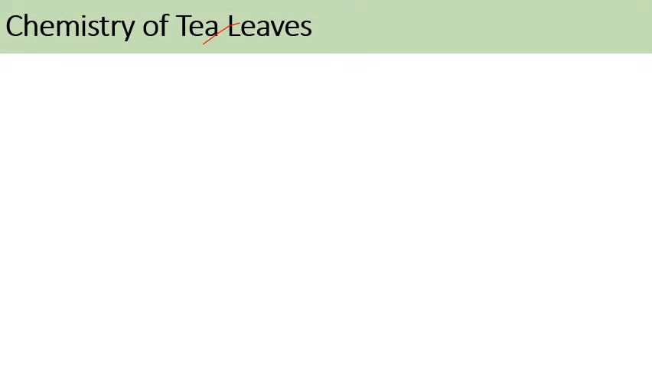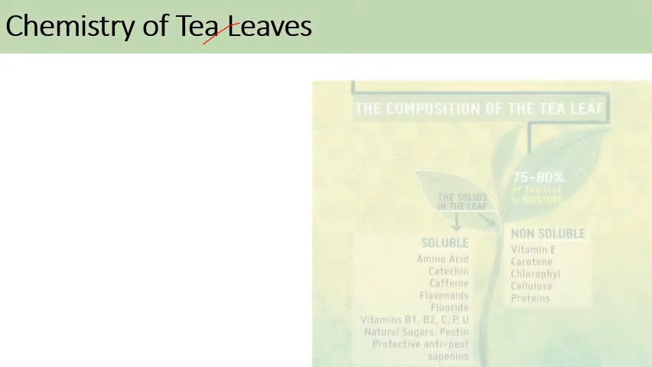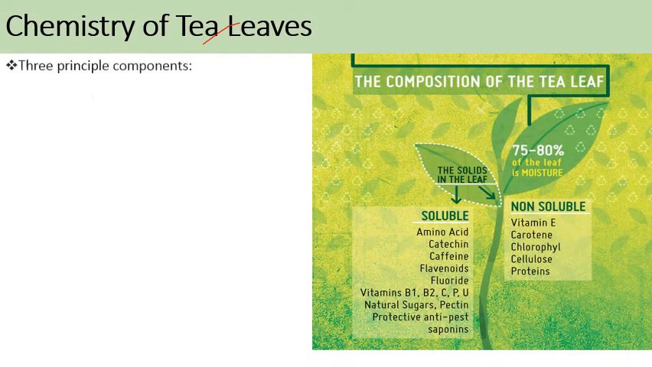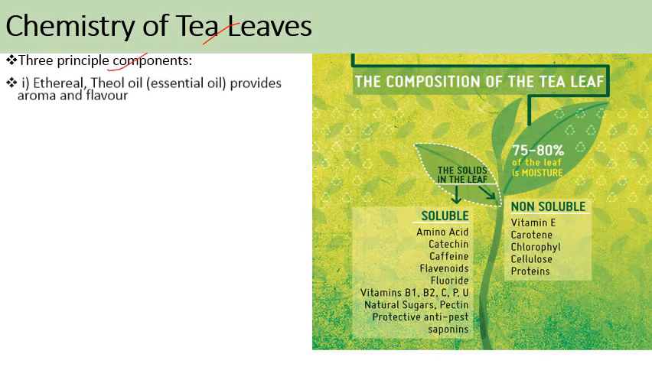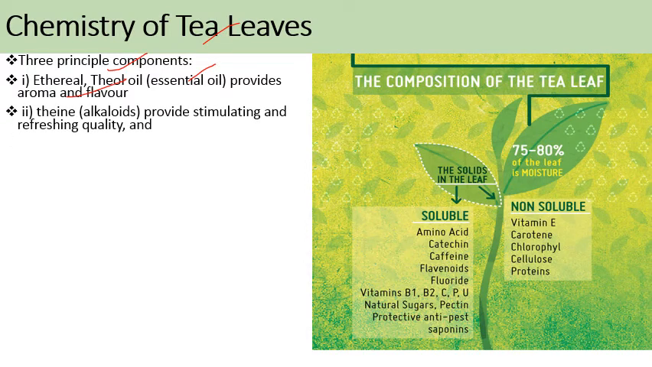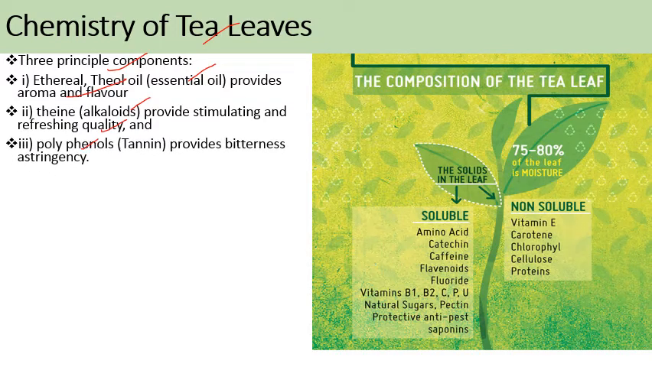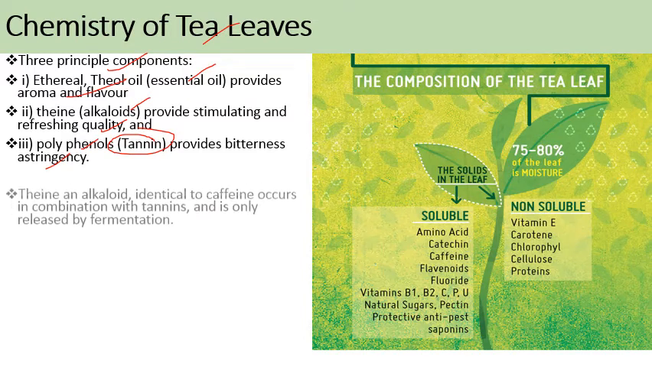Chemistry of tea leaves. If we talk about the chemicals which are present in tea leaf, so the composition of tea leaf, there are three principal components. First, the ethereal thiol oil, which is essential oil, provides aroma and flavor for tea. Then we have theine, that is an alkaloid, provides stimulating and refreshing quality, and third one, the polyphenols, which are tannins, basically provides bitterness and astringency for the tea.